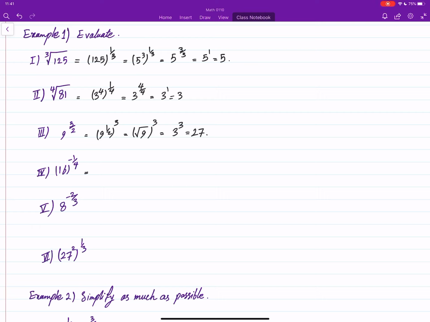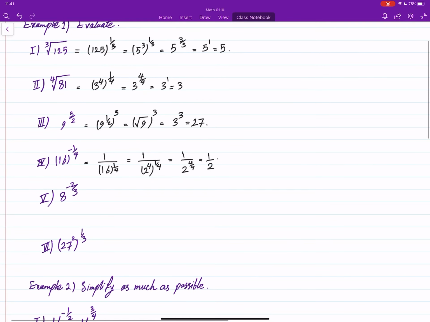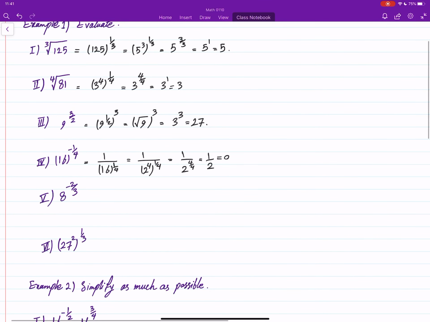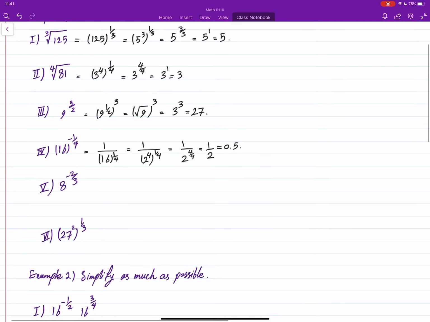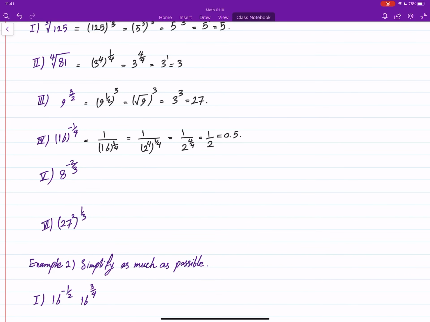Okay, how about this one? First of all, there's a negative sign, so we can take that to the denominator. And then we have 16, which is 2 to the power 4. And that will give us 2 to the power 4 over 4, which is 1 over 2. Well, you can go a little bit further. You can write it 0.5, but that's not a very important step.